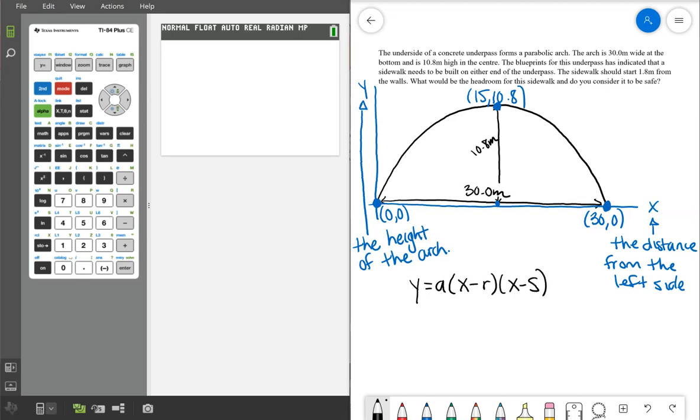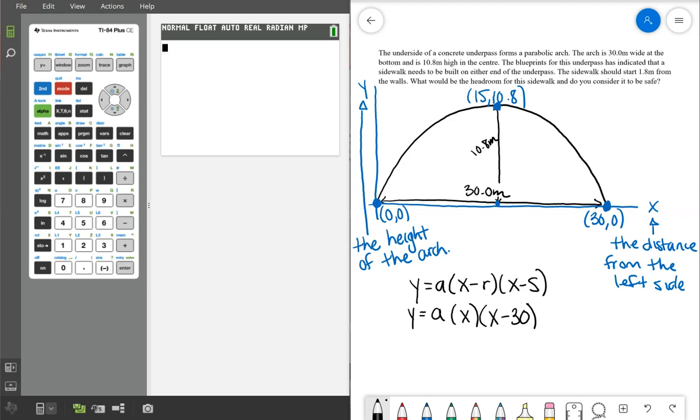In this case, I'm going to leave y as it is right now, and I don't know what a is. But my factors can come from my two x-intercepts. So here I would have x minus 0, which is just x. And then my other one will come from the 30. So I will have x minus 30. In order to put this into a graphing calculator or to move forward, I need to figure out what my a value is.